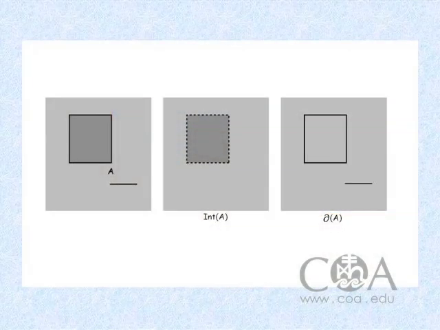This set is the rectangle A with just a segment down there. And the interior of the set is, again, the interior of the rectangle. The segment is not in the interior, but it is in the boundary, along with the outer edge of the rectangle.